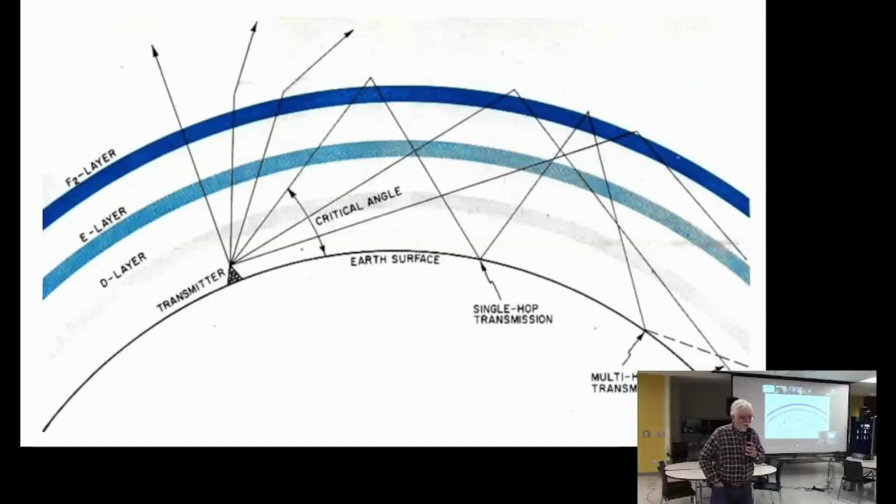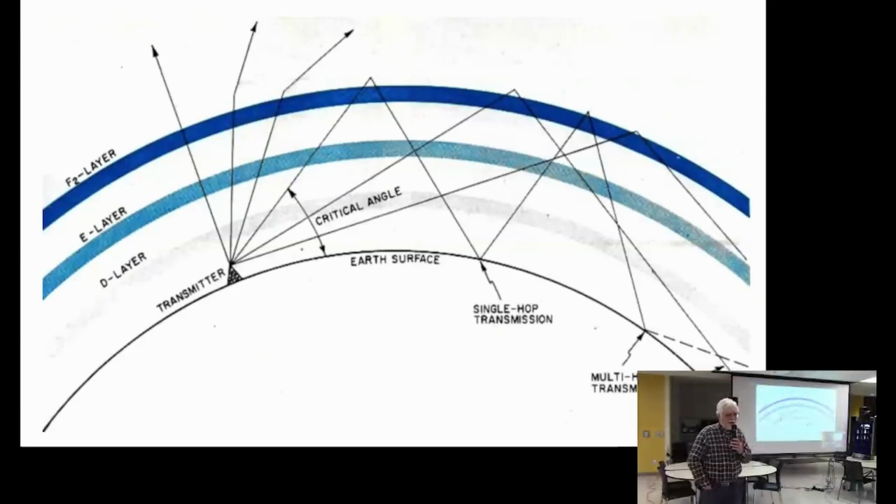The second thing that you have to remember is that the amount of bending has to do with the angle of incidence, as well as the electron density and the frequency. So if you fire a 10 meter signal straight up, it's going to go right through the D layer, right through the E layer, right through the F layer and say bye-bye. And you don't get anything out of that.